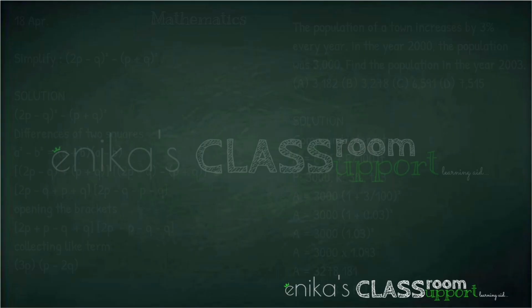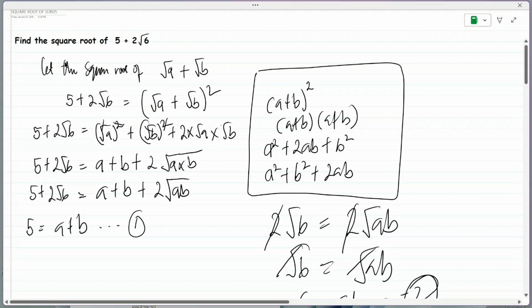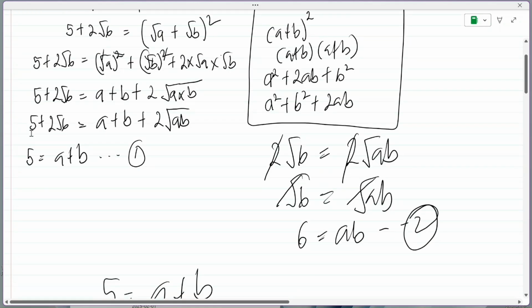I hope you understand. Summary. The summary is, if you are asked to find the square root of 5 plus 2 root 6, first you create a square root for it, which can be square root of a plus square root of b. You can make it square root of x plus square root of y, your choice. Then you create the assumed square root equal to the original surds. Then you work on the square, you expand, you get your result, then you equate. You equate the constants, that's 5 equals a plus b, to create equation 1. Then you equate the 2 root 6 to the 2 root a times b. And from there, you derive 6 equals ab, as done here.